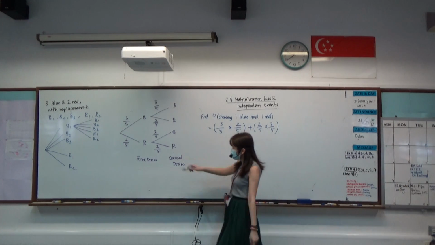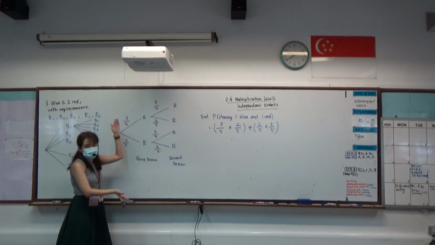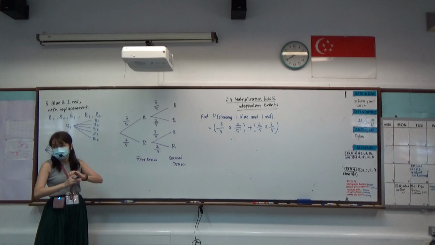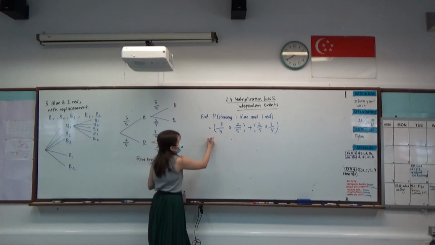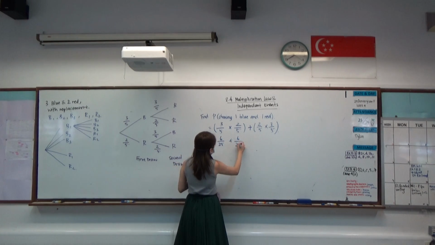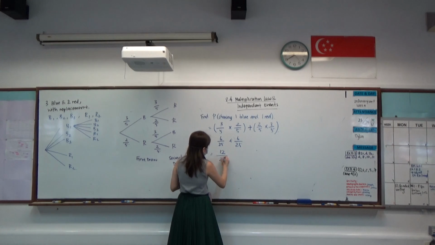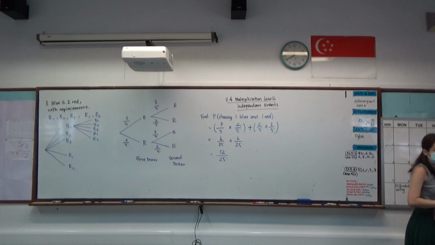So along the branch, we multiply. Separate branches, we plus. Okay? We'll add up the probabilities together. Right? And then in this case, I will have my 6 over 25 plus 6 over 25. So I will have 12 over 25. Okay?